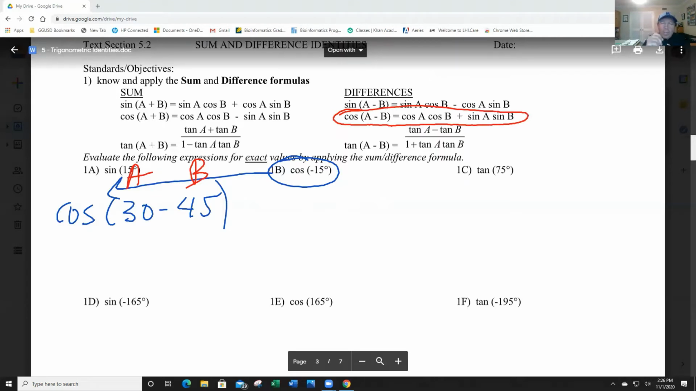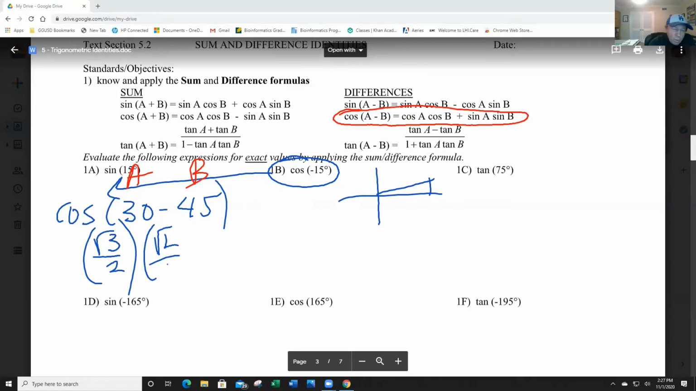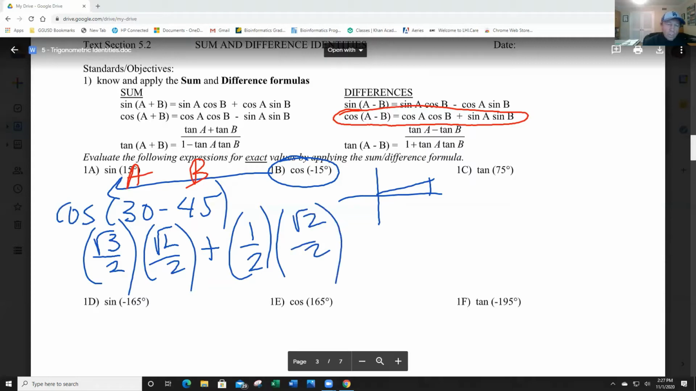So what's the cosine of 30? We just got done doing that. If you're not sure, draw it out again. That's the x, that's the long one. So that's going to be radical 3 over 2. You're going to multiply that by the cosine of B, which is radical 2 over 2. All your 45s are real easy. Plus the sine of A, which is 1/2, times the sine of B, which is radical 2 over 2. And again, you're going to get radical 6, this time plus radical 2 over 4.